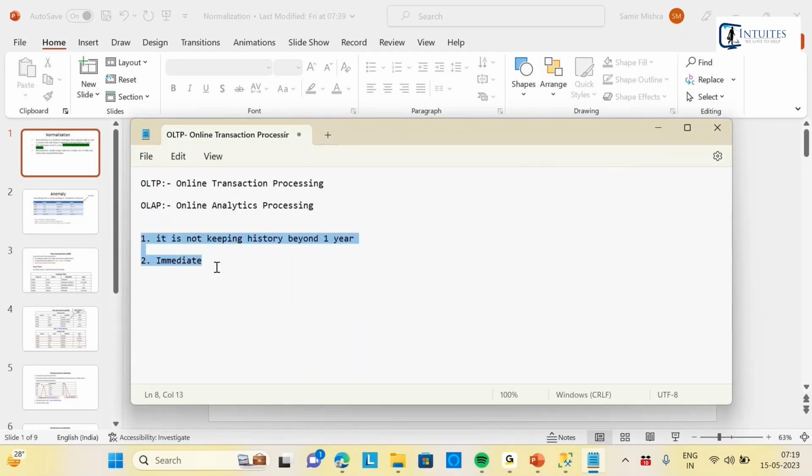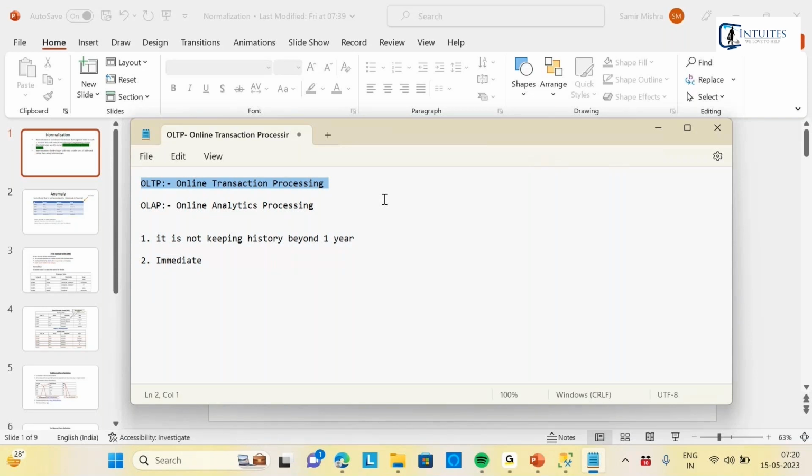So the next point is, just think of these 2 points. First of all, it is not keeping history for 1 year when you are talking about the bank transaction, and there is an immediate reflection. So the system which reacts immediately, processes immediately, and whatever you have done, immediately it will show you. That system is called your online transaction process.